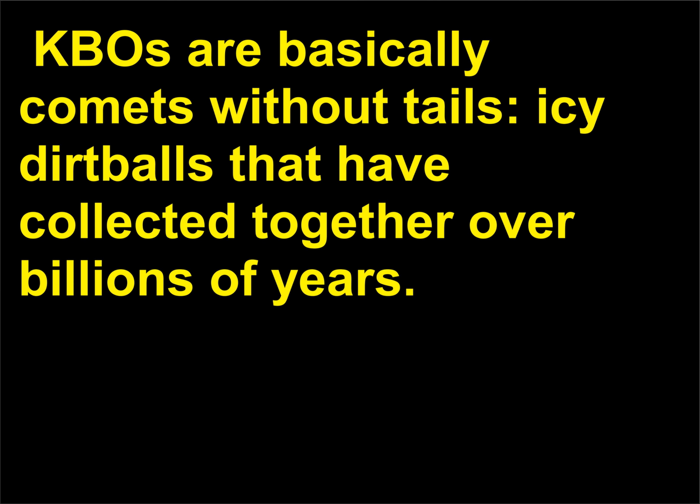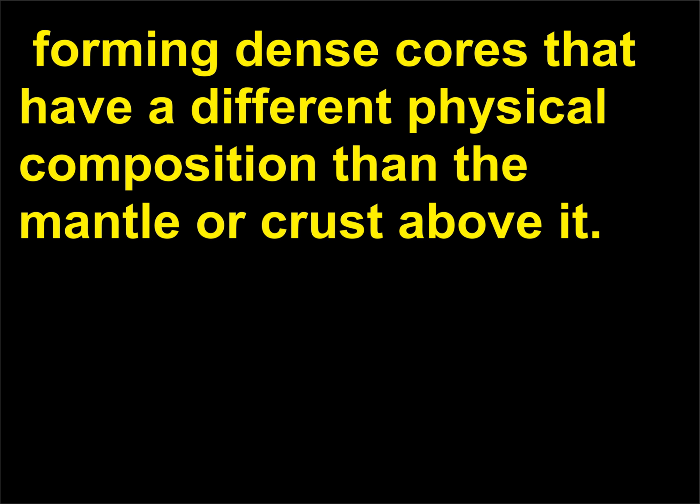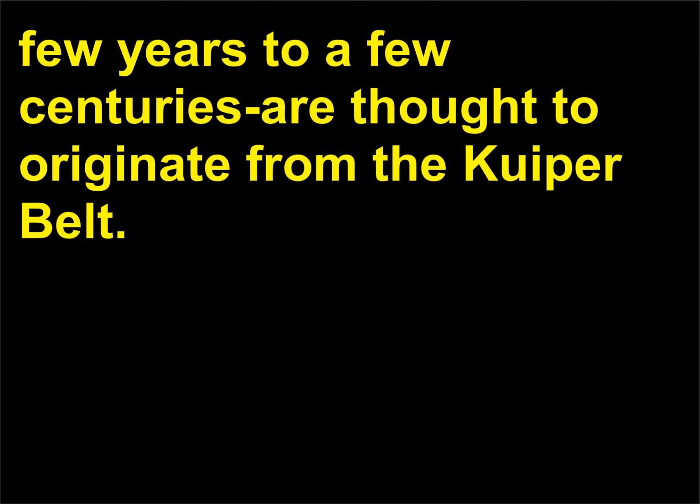KBOs are basically comets without tails, icy dirt balls that have collected together over billions of years. If they get large enough, such as Pluto did, they evolve as other massive planet-like bodies do, forming dense cores that have a different physical composition than the mantle or crust above it. Most short-period comets, those with relatively short orbital times of a few years to a few centuries, are thought to originate from the Kuiper belt.